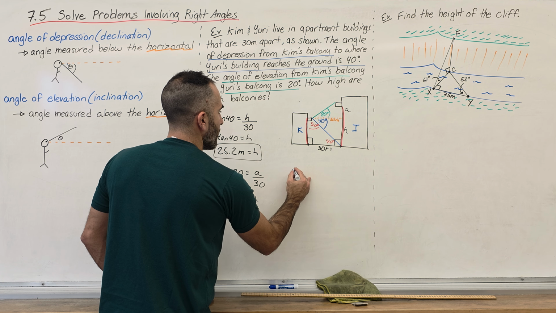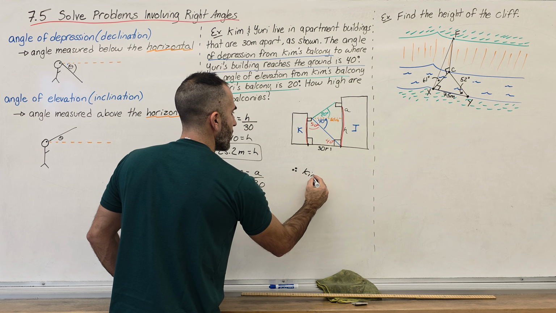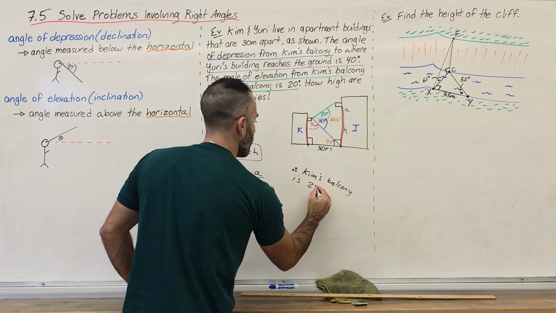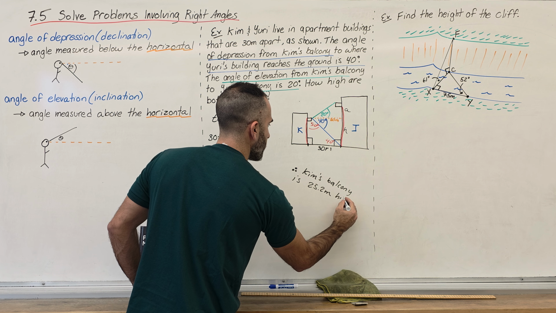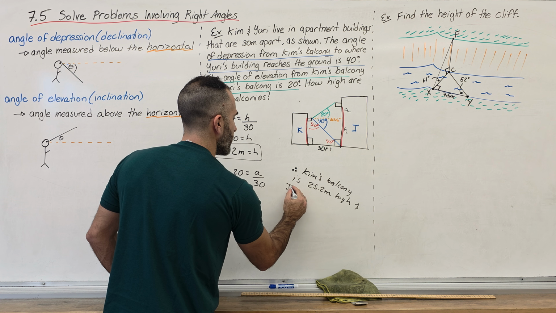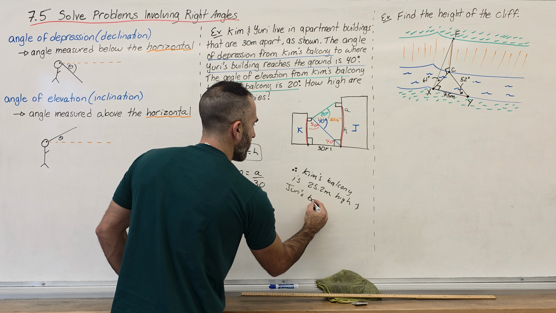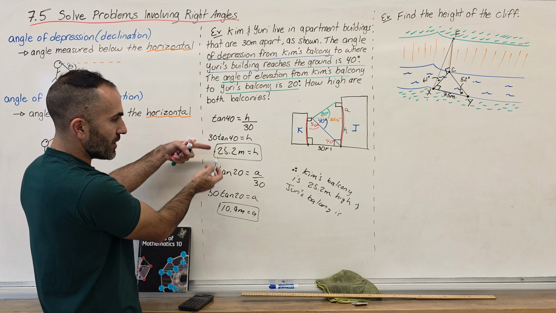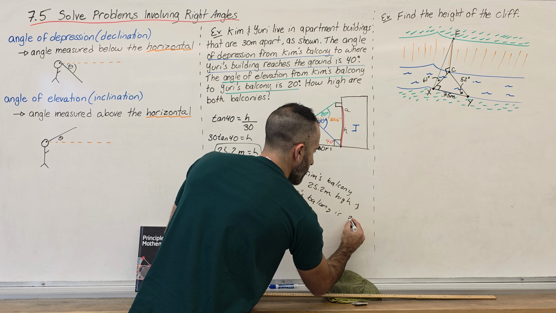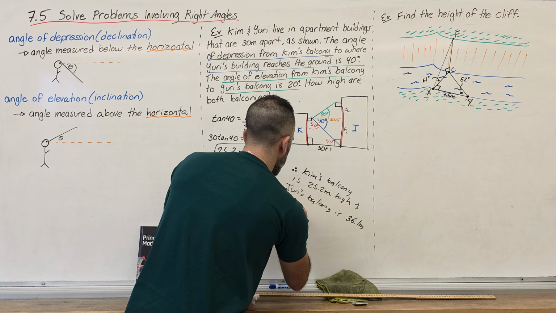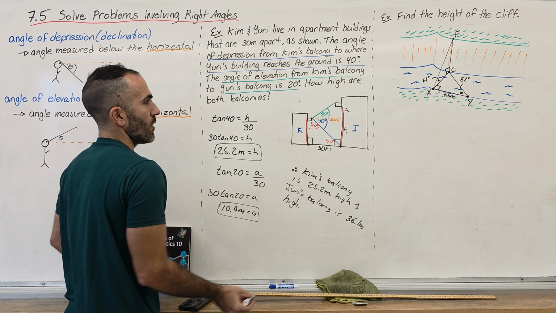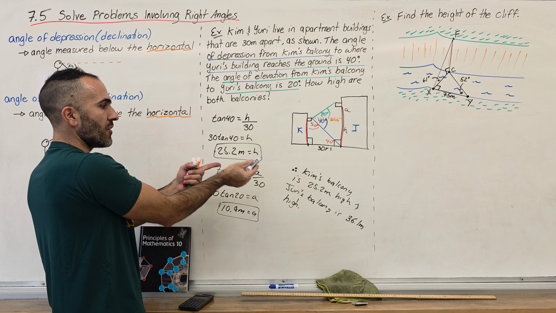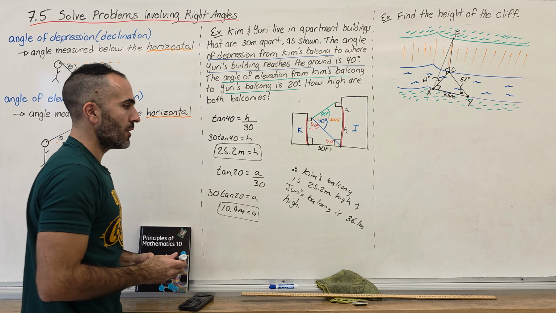Now I can conclude. Therefore, Kim's balcony is 25.2 meters high, and Yuri's balcony is, I have to add these together, 36.1 meters high. Okay, so I know Kim's balcony is this height, and then the extra, which is A, is 10.9. So I just have to add it to Kim's balcony, and I have that last answer for that last mark.